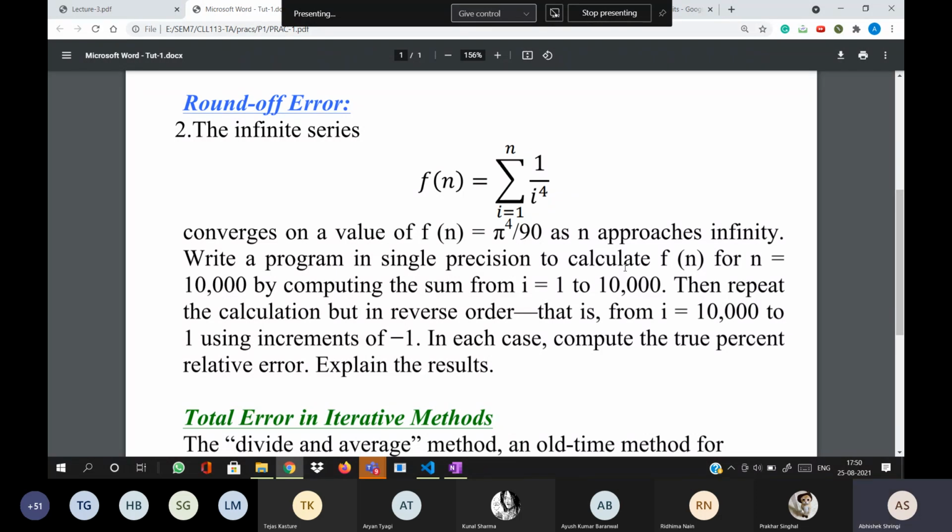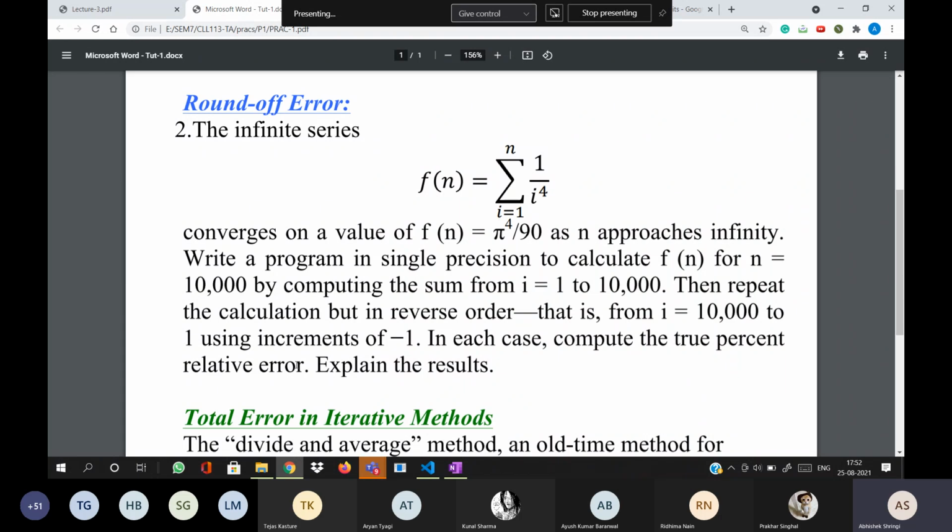So I'll explain the question to all of you. This is the series sigma 1 upon i to the power 4, where i varies from 1 to n, given in the form of a function such that you put in an argument n and you get the sum till n terms. Its value converges to pi to the power 4 divided by 90 as n approaches infinity. So you are asked to calculate, starting from the first term, 1 upon 1 plus 1 upon 2 to the power 4 plus 1 upon 3 to the power 4 and so on till the 10,000th term. At each iteration, you have to calculate the true error and the relative error.